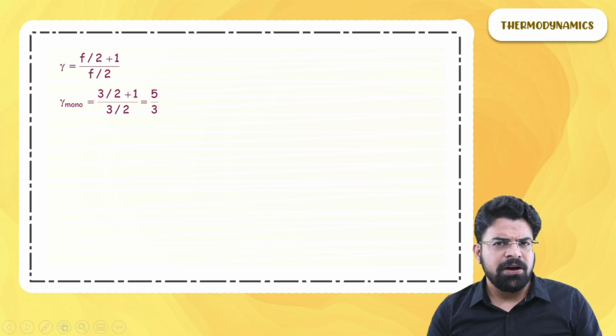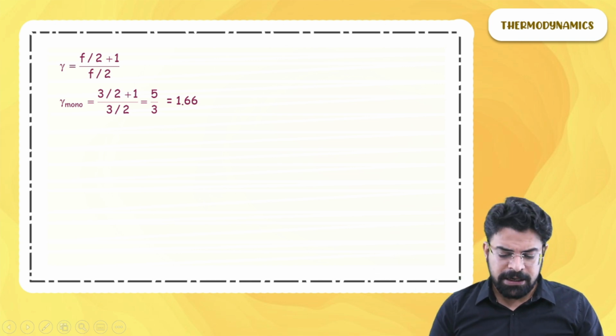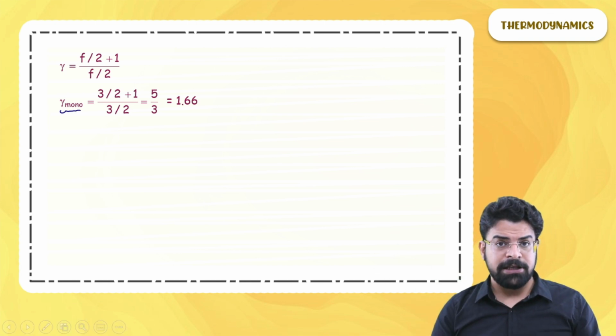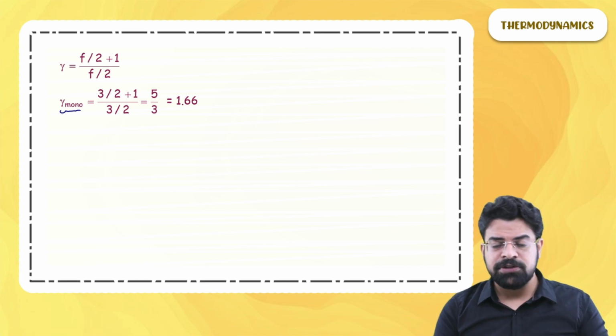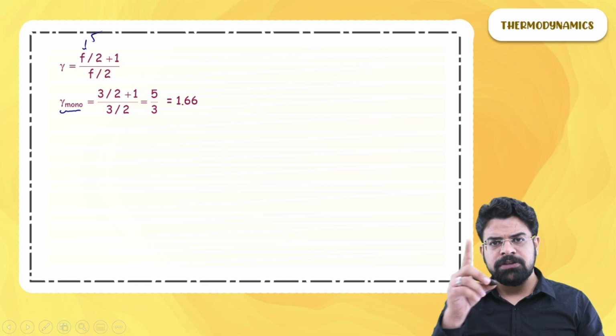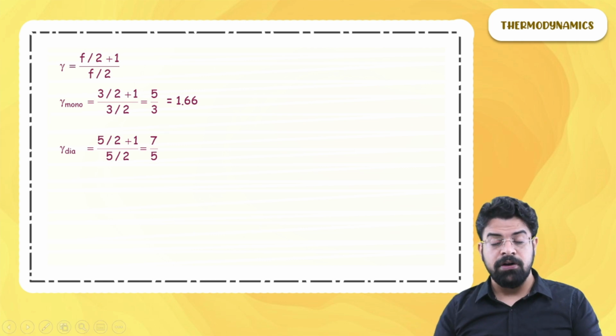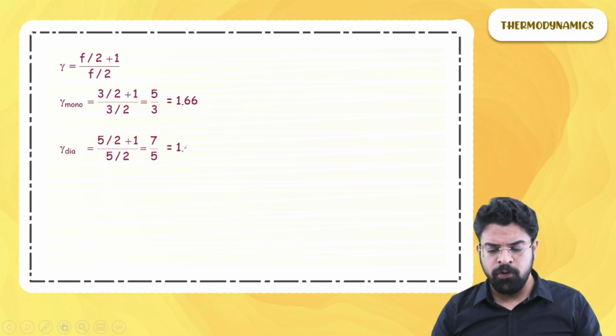5 by 3 on calculation comes out to be 1.66 recurring. Similarly, what is the gamma for diatomic gas? For a diatomic gas, you will substitute the degree of freedom as 5. So the gamma will come out to be (5 by 2 plus 1) upon 5 by 2, that is 7 by 2 upon 5 by 2, and that comes out to be 7 by 5, which is 1.4.